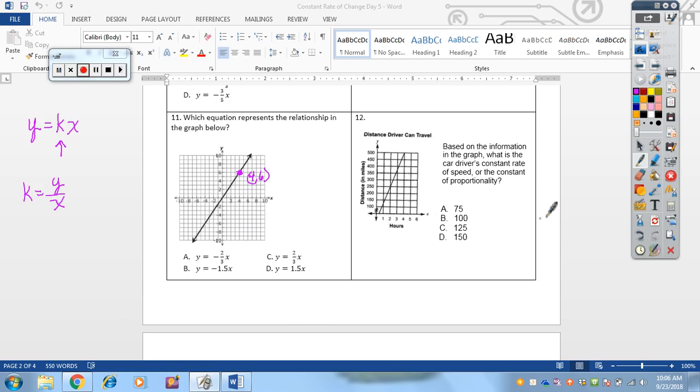Number 12, you're looking for the constant. You're looking for k. And I would probably use this dot here, 250 and 2. That's what I would use. But I think you might be able to use this dot up here.